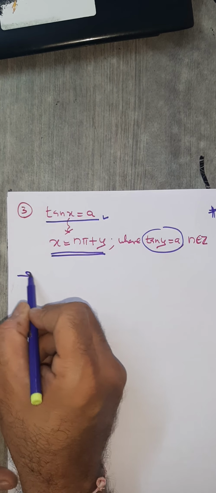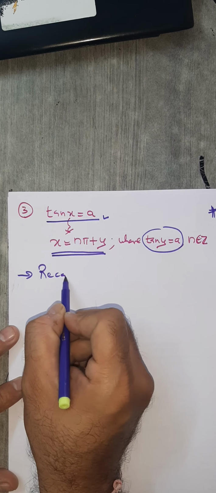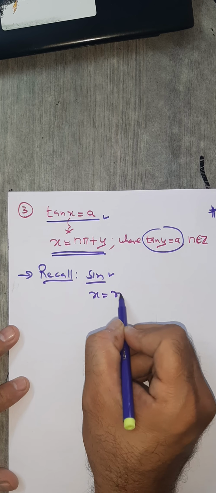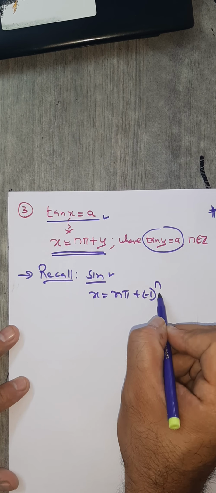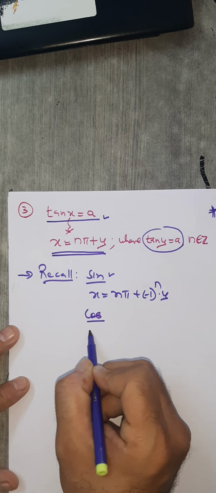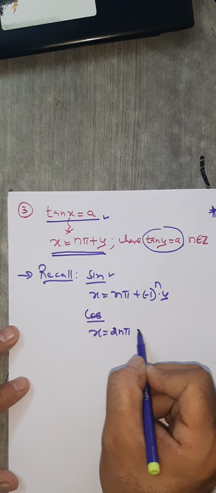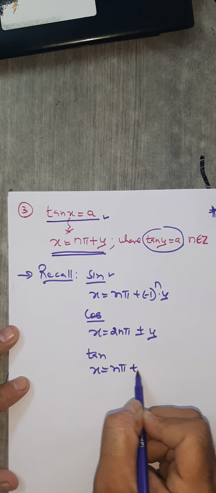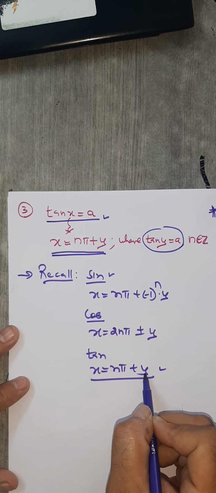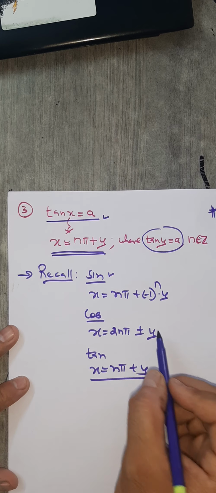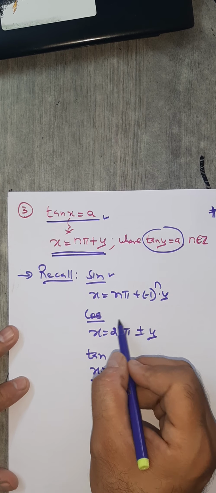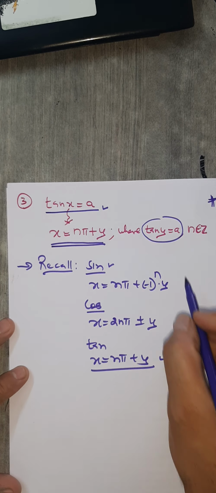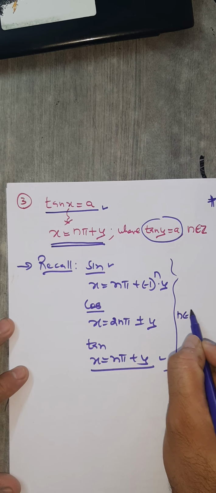Fine, so these are the three solution sets. I repeat this. Recall, for the sine function, x equals n pi plus minus 1 raised to n into y. For the cosine function, x equals 2n pi plus or minus y. For the tan function, as I wrote, x equals n pi plus y. How do we find y? Find y for which tan y becomes that number on the RHS. Find y for which cos y becomes that number on the RHS. Find y for which sin y becomes that number on the RHS. So for these three solution sets, of course, n belongs to z.